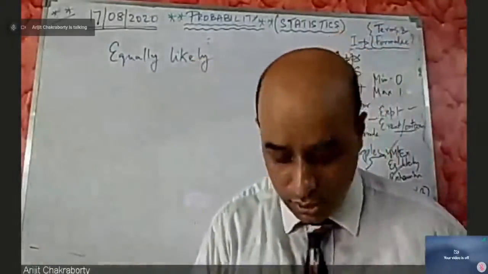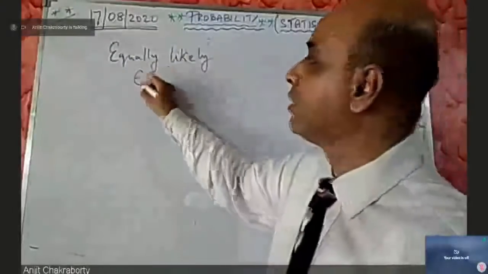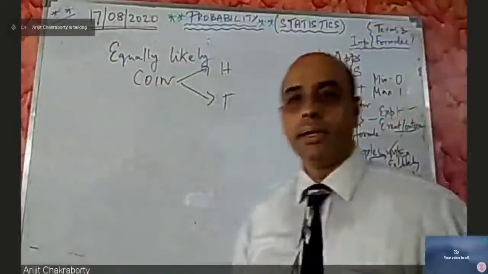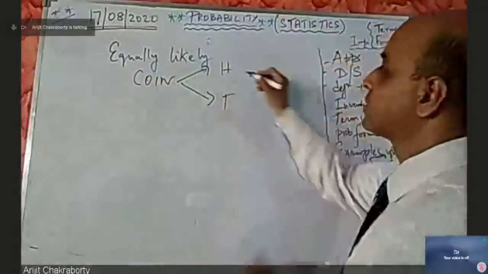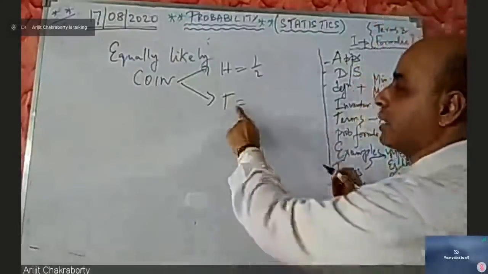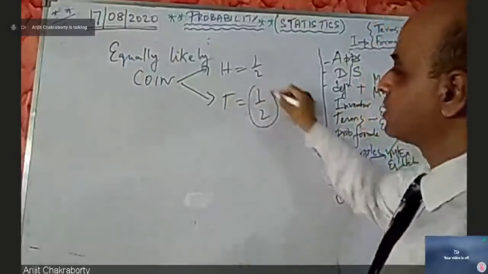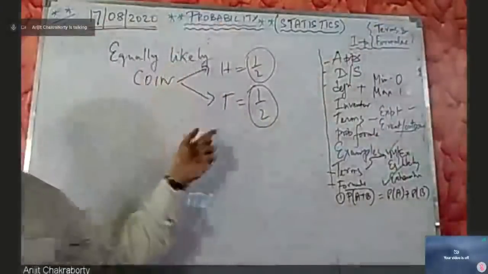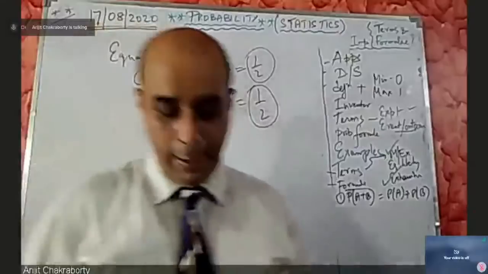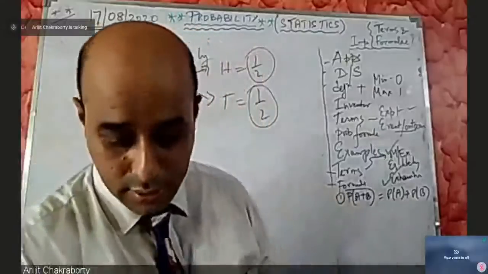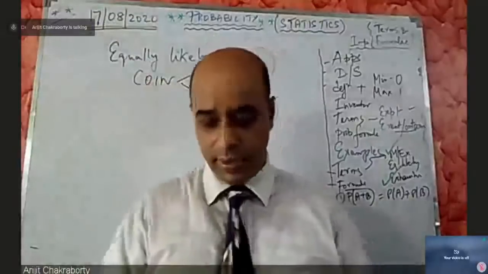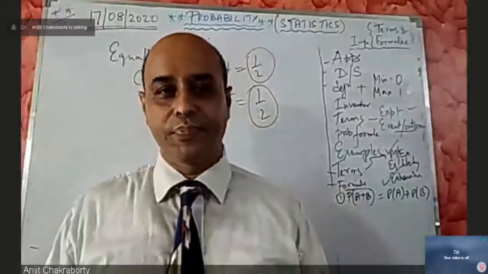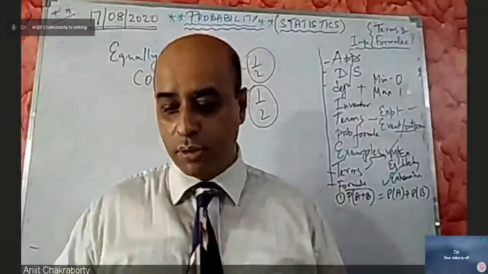So when I'm throwing a coin, I have 2 outcomes, head or tail. The chance of getting a head is half. The chance of getting a tail is also half. That means they are equally likely. Both are equal. 50-50 chance. Okay. When I am throwing a dice, whatever number I get, the probability is 1 by 6. Why? Because there can be 6 possible outcomes.